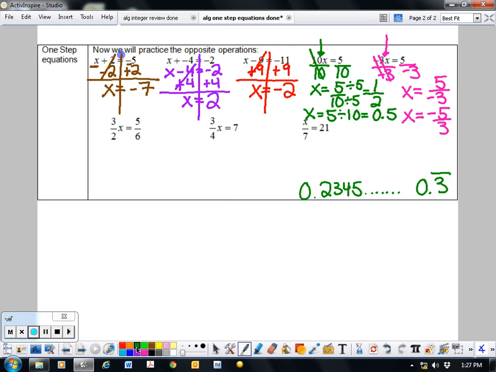Okay, so going back to our problems, we have 3 halves here. And remember, this 3 halves is right next to that x, so it's being multiplied. 3 halves times x equals 5 over 6. And so with our fractions, we can multiply by the reciprocal. So I multiply by the flipped version. So if this is 3 over 2, I times by 2 over 3.